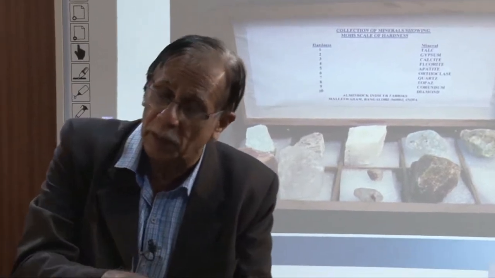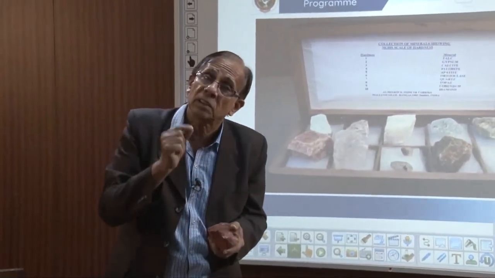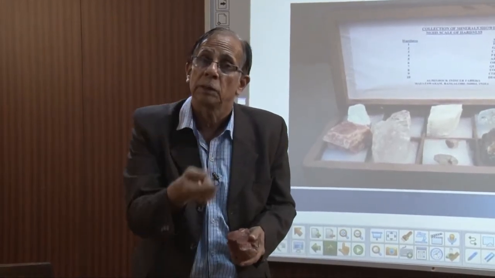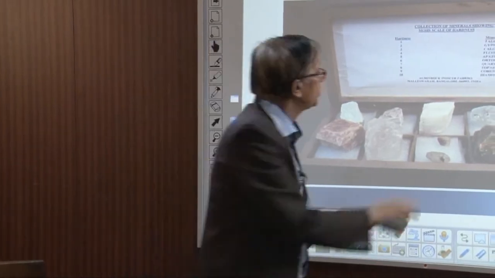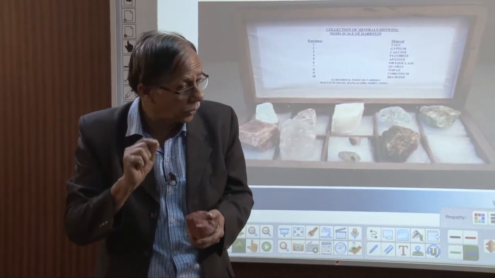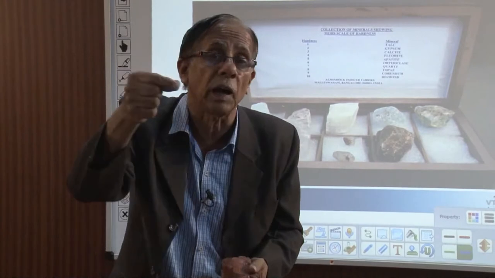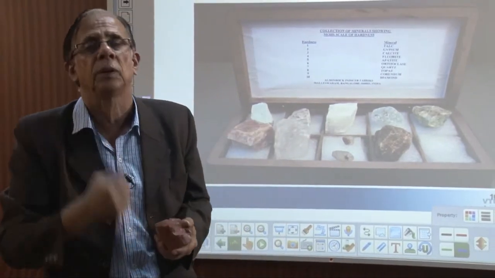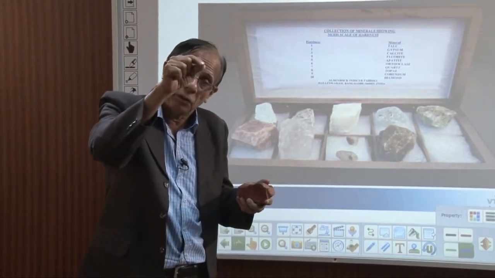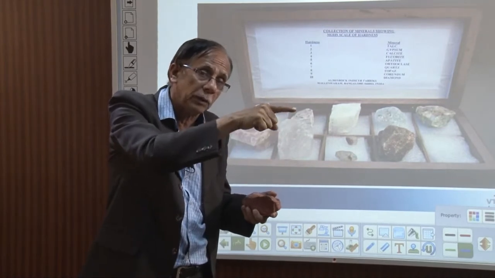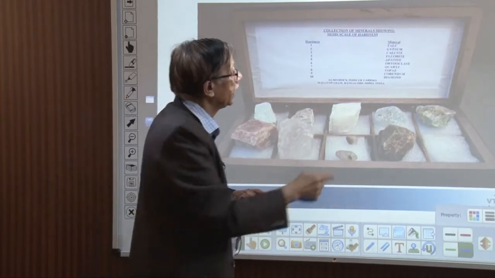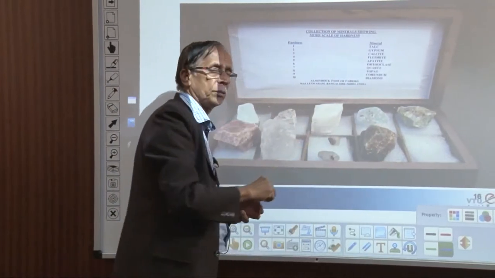Then I try with apatite, the 5th one. If it is scratchable, my inference is its hardness is between 4.5 and 5. If not scratchable, it is more than 5, so I go to the 6th one. It is not scratchable with the 5th, but it is scratchable with the iron needle, so it is less than 6.5. Therefore, I have selected the 6th one, orthoclase.